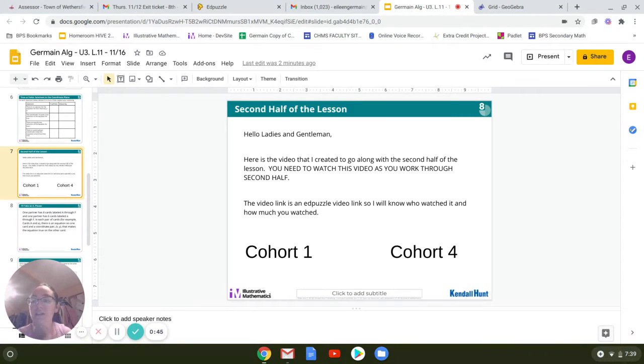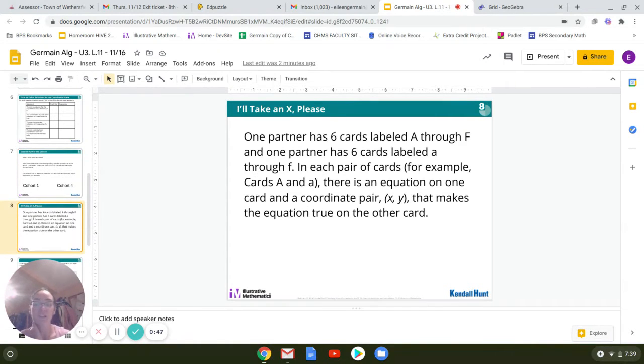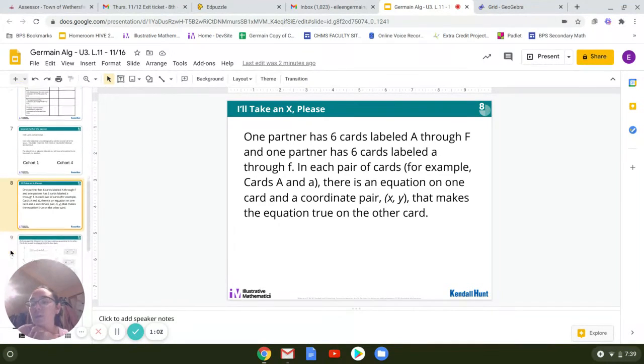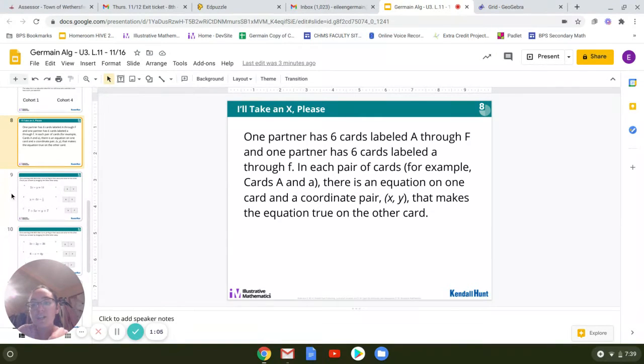So now when we move into the second half of this lesson, the link to this video is on slide number 7, and if we look at what the activity is, slide number 8, it says you're going to be getting 6 different cards. You're not really going to be card sorting for this one the way we normally card sort, but we're going to look at each one of these cards and their matches, and we're going to be solving them to find the other value that would make the equation true. So let me show you what we're doing.